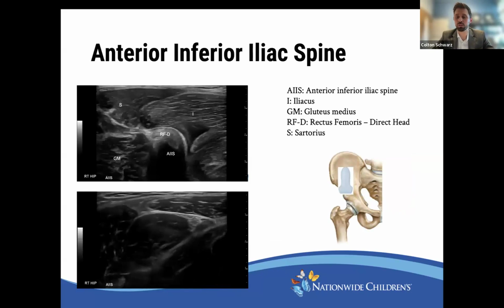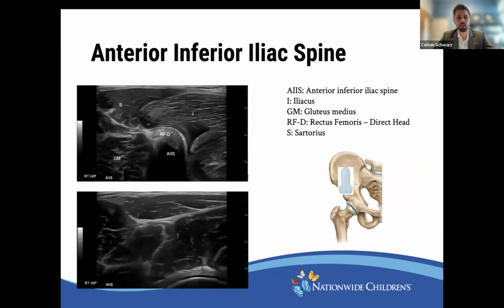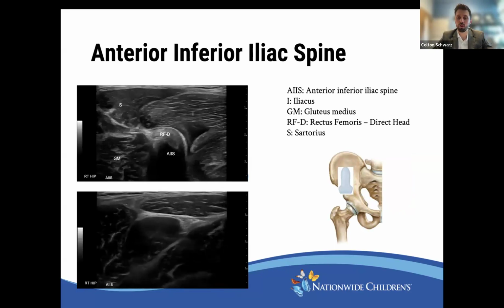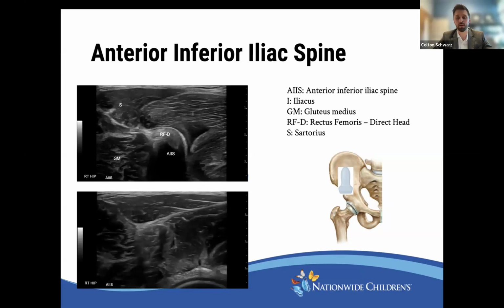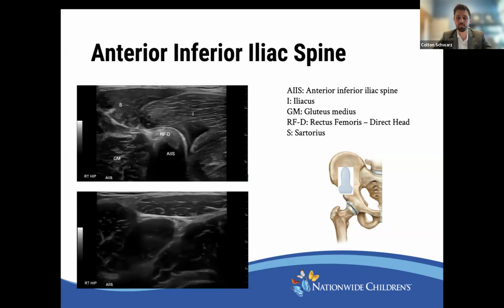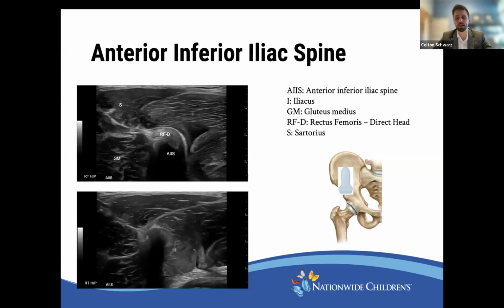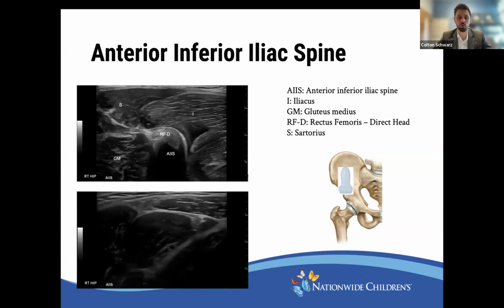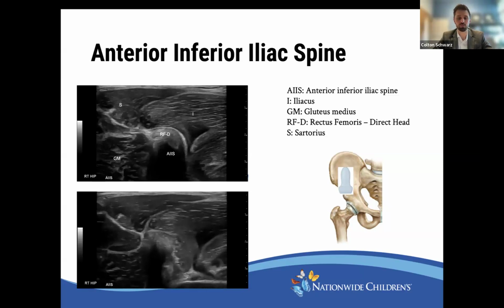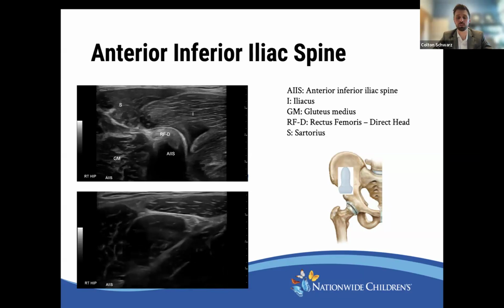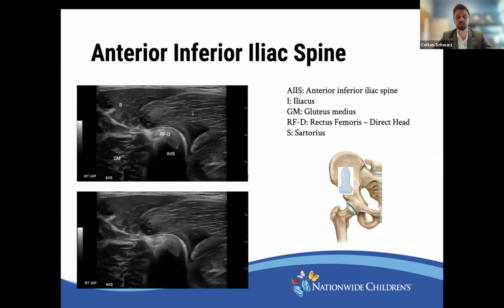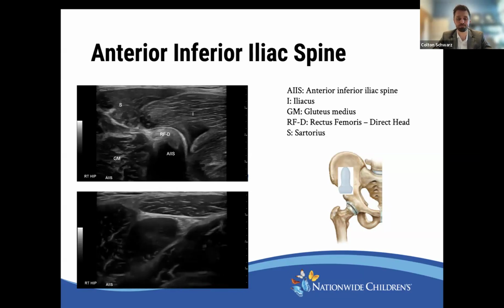So after assessing the iliopsoas, we're going to just slide that probe laterally to assess the anterior inferior iliac spine. In the short axis view, you will see the hyperechoic direct head of the rectus femoris overlying its attachment to the hypoechoic, or I should say more anechoic, AIIS apophysis. In this short axis view, you'll see the iliacus medially and sartorius laterally, with the glute med just deep or posterior to the sartorius. As we move proximal to distal in the video shown, you'll see a hypoechoic area just lateral to the direct head of the rectus, which is the indirect or reflected head of the rectus femoris.